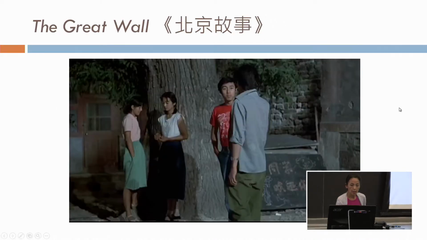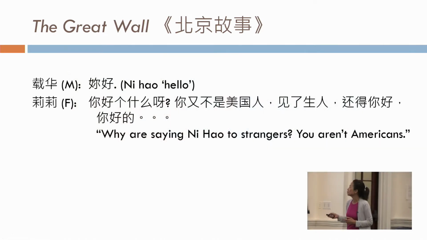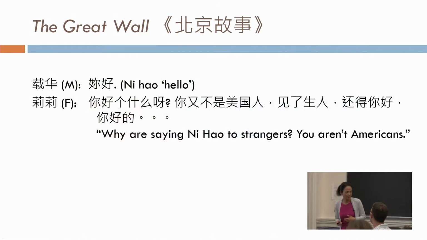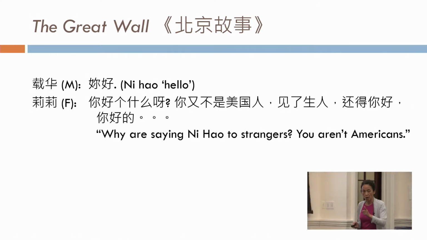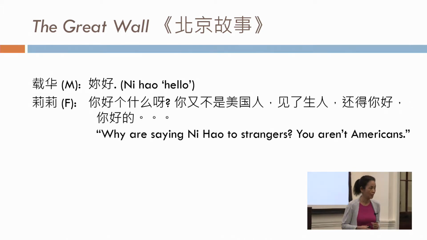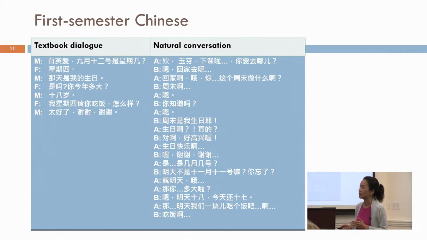So I want to show you a movie here. They are classmates in your English class. So that's what they say. Why are you saying 你好 to strangers? You're not Americans. So we need to tell students, because after we teach lesson 1, 你好, when they see me, they say 你好. You should not say that. We have to tell them immediately, okay?